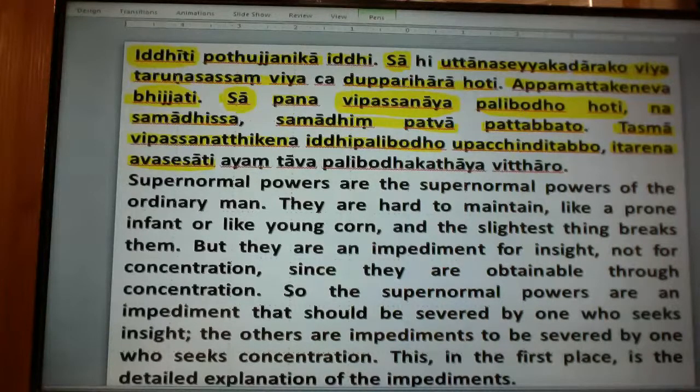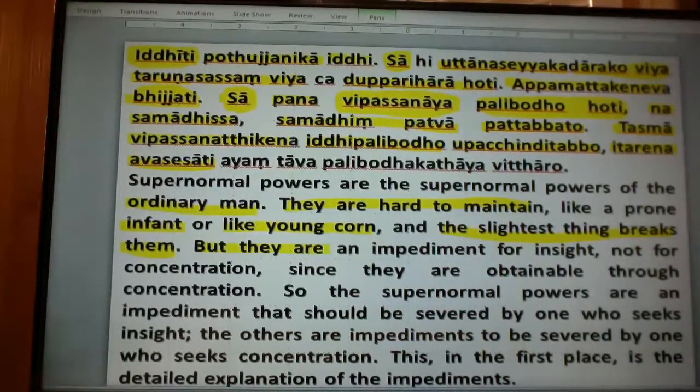That's enough to understand. So that's why here, in the English translation, supernormal powers are the supernormal powers of the ordinary man. They are very difficult to maintain, like a newborn infant, a just born baby, or like a young corn or small young plant, and the slightest thing breaks them down easily.